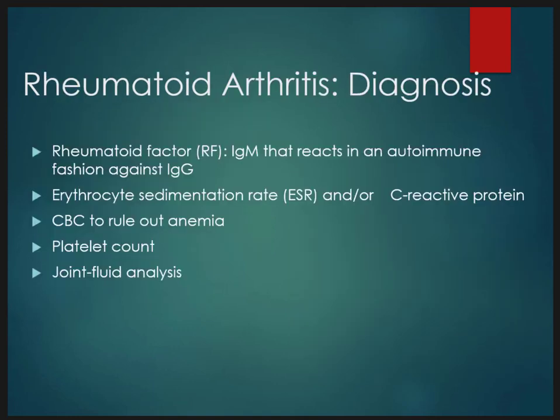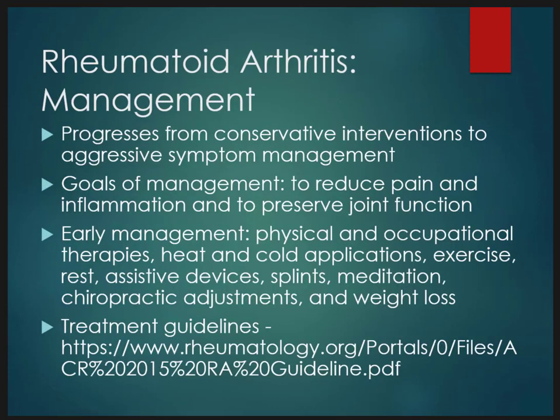well. So to diagnose RA, we need to check for a rheumatoid factor, and part of that is an IgM response that reacts during an autoimmune reaction. We also will check an ESR, which is your erythrocyte sedimentation rate, or you could check for a CRP, a C-reactive protein, and these are going to tell us more about inflammation. We'd want to check a CBC to rule out anemia, check platelets in that, and then you may also do some joint fluid analysis.